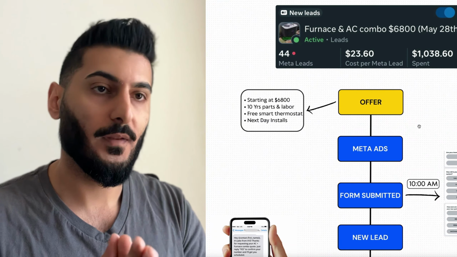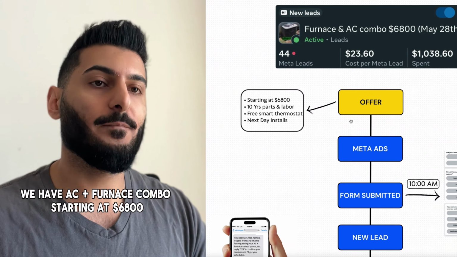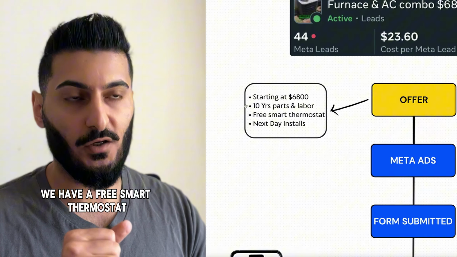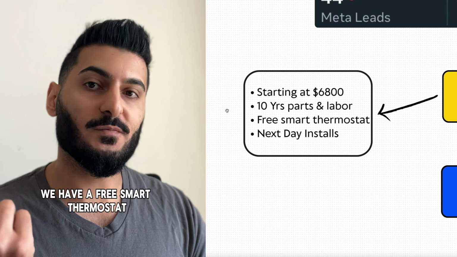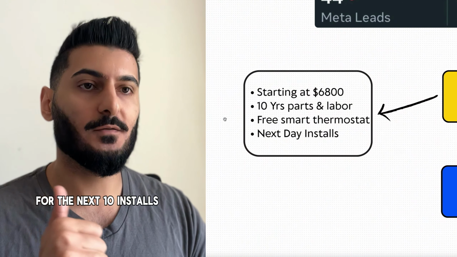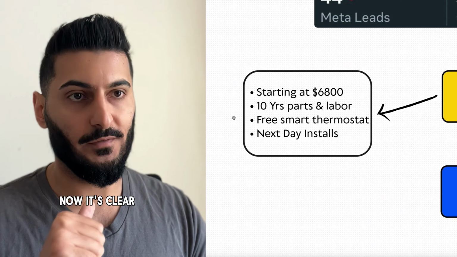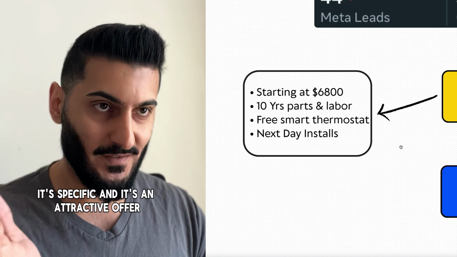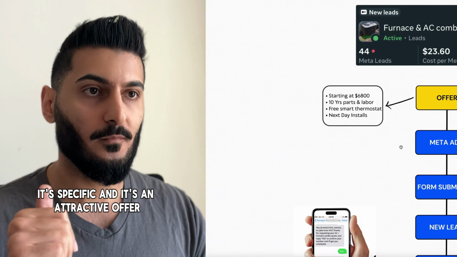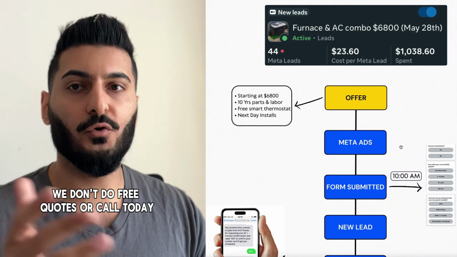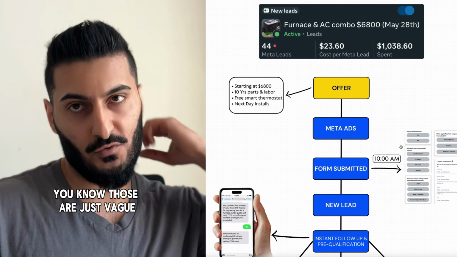Without them even going to the form. So for this offer, we have an AC and furnace combo starting at $6,800. We have a free smart thermostat for the next 10 installs, a 10-year parts and labor warranty, and next-day installs available. Now it's clear, it's specific, and it's an attractive offer. We don't do free quotes or call today. Those are just vague.